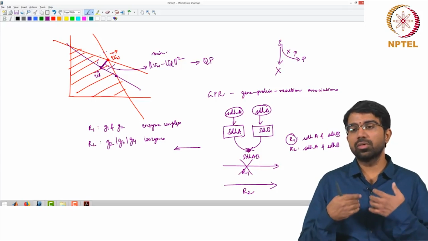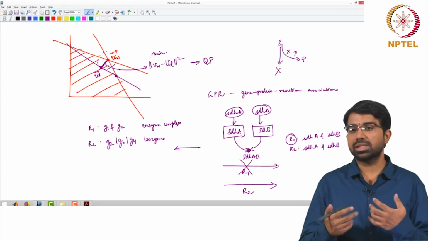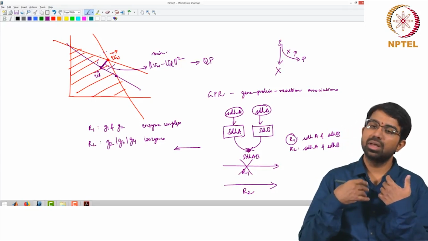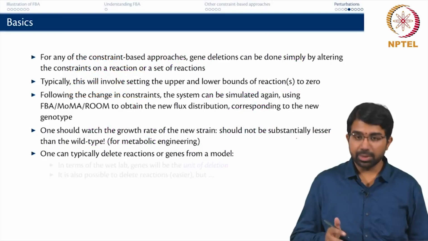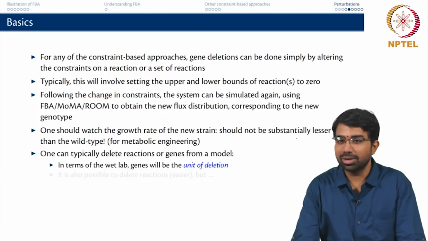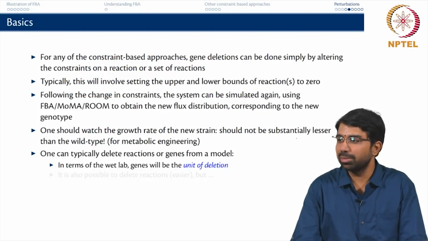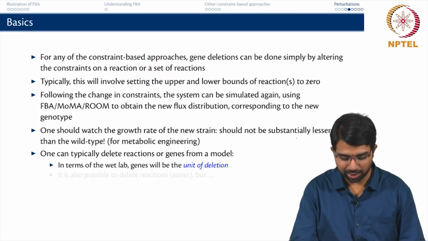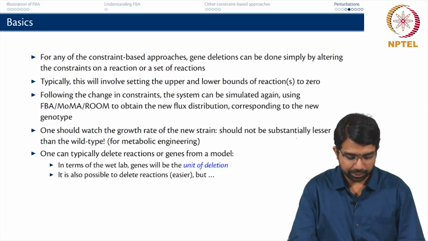When you say you remove a gene from a model, it means that you are removing all the corresponding reactions out of the model. But in terms of the wet lab, the genes are the unit of deletion. You cannot knock out a reaction in the wet lab, you will be able to knock out a gene using siRNA or any of those techniques, right.